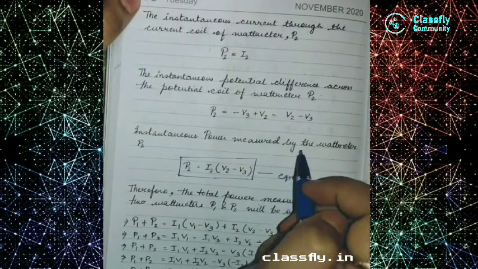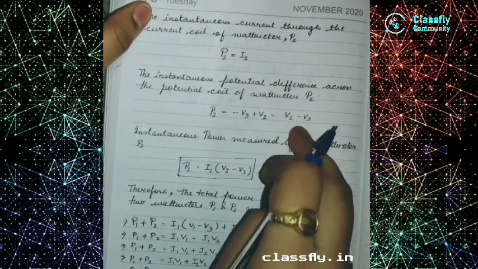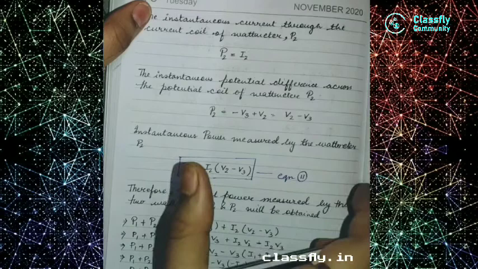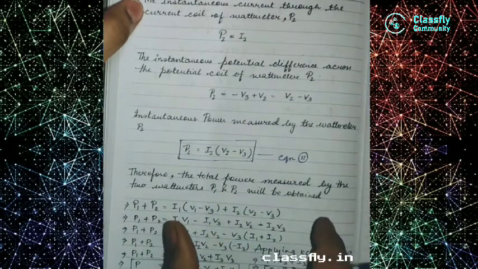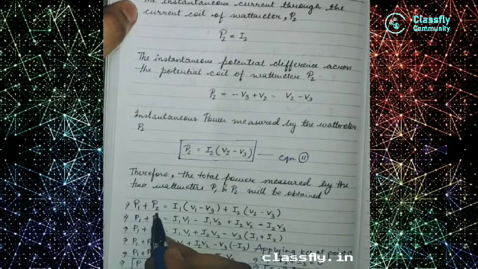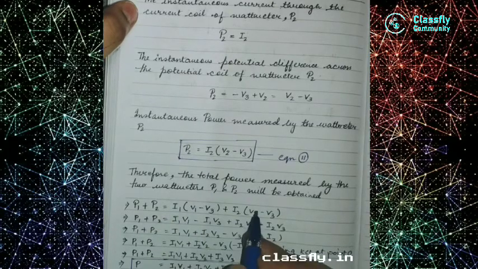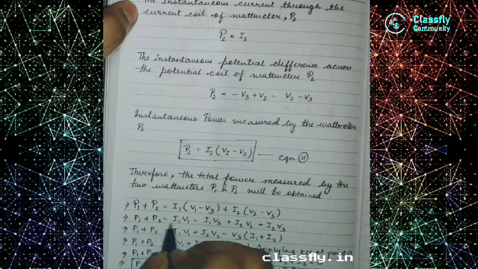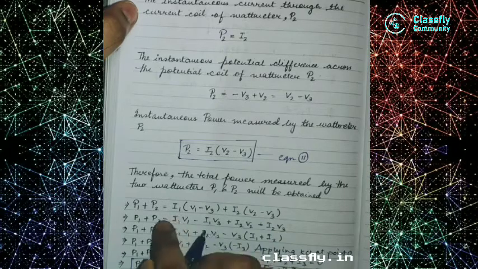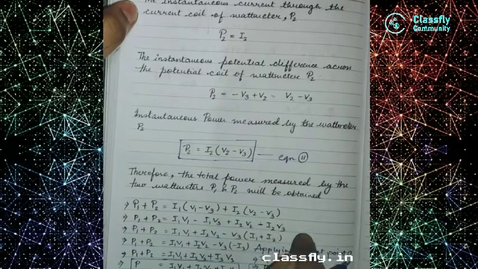So the instantaneous power measured by the wattmeter P2 we get as I2 into V2 minus V3, which is our equation 2. Therefore, the total power is the addition of equation 1 and equation 2. So P1 plus P2 equals I1 bracket V1 minus V3 plus I2 bracket V2 minus V3. We remove all the brackets and we get I1 V1 minus I1 V3 plus I2 V2 minus I2 V3.